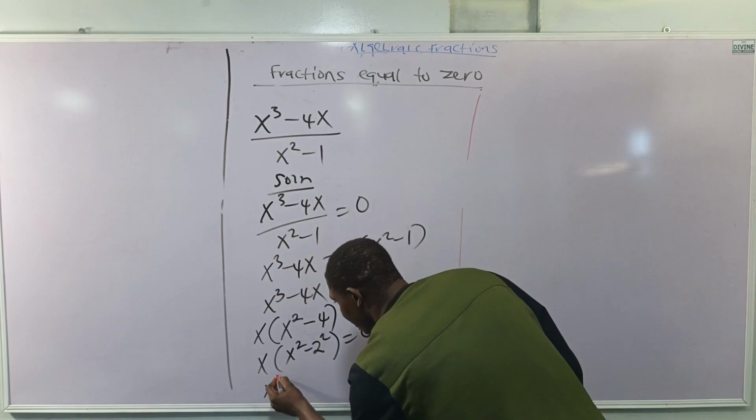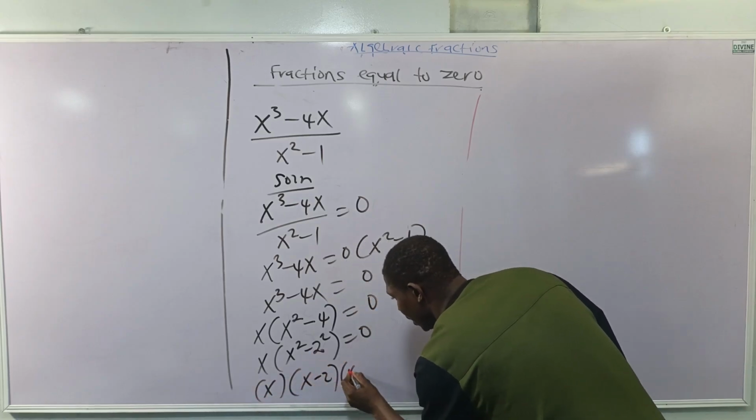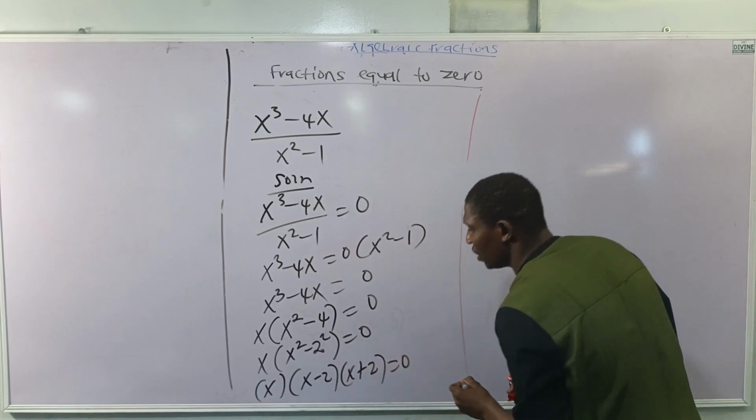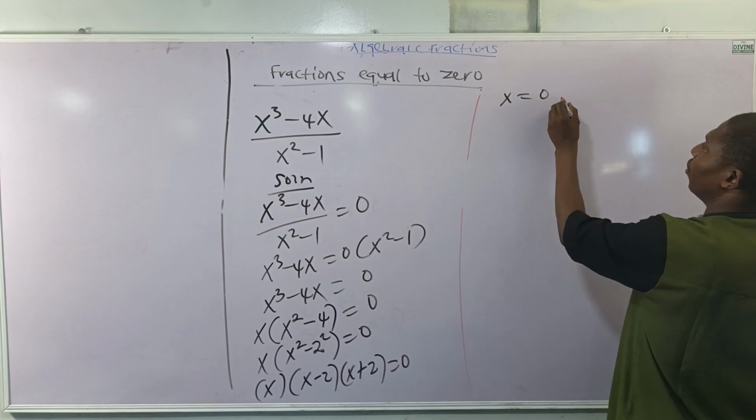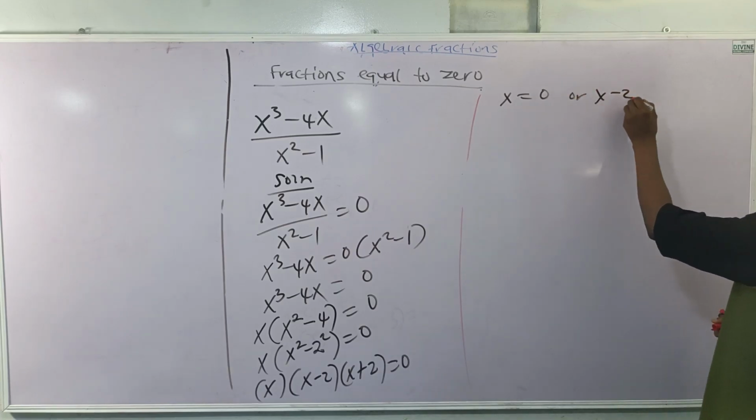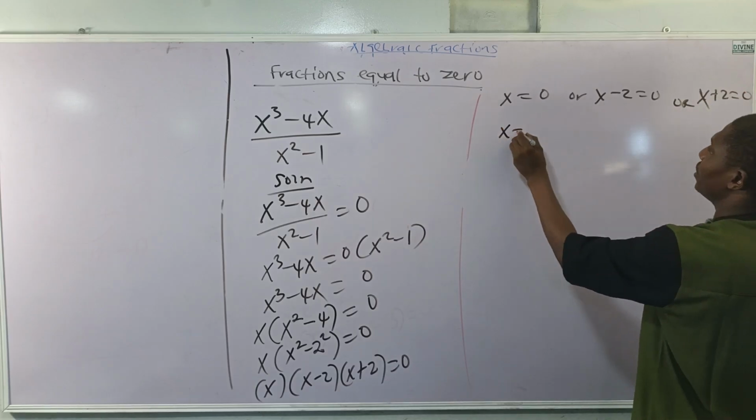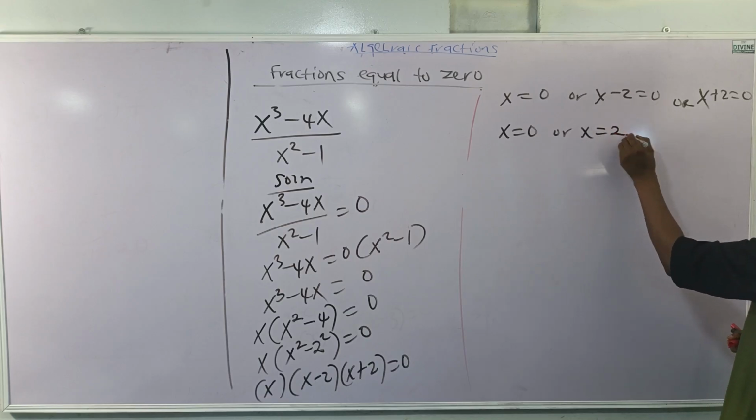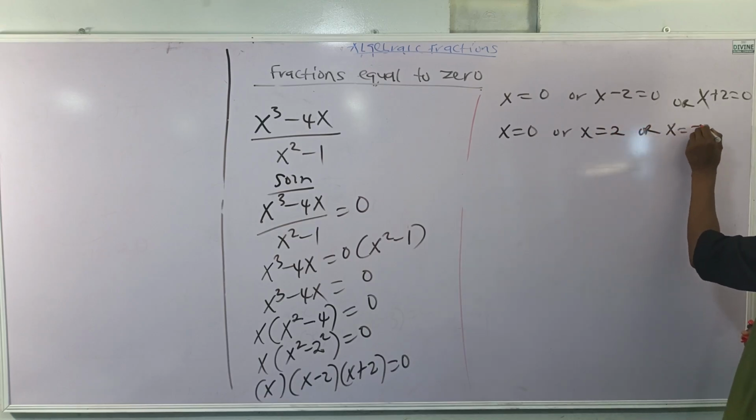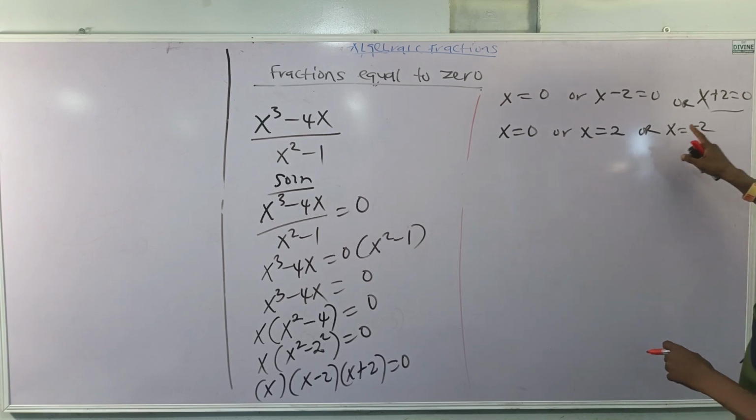And this will give me x, this is a difference of squares. So I have x minus 2 and x plus 2, all equal to 0. And this becomes x equal to 0, or x minus 2 equals 0, or x plus 2 equals 0. Now, x is already equal to 0 here, or x will be equal to 2, or x will be equal to negative 2 from this side. So the three values are 0, 2, and minus 2.